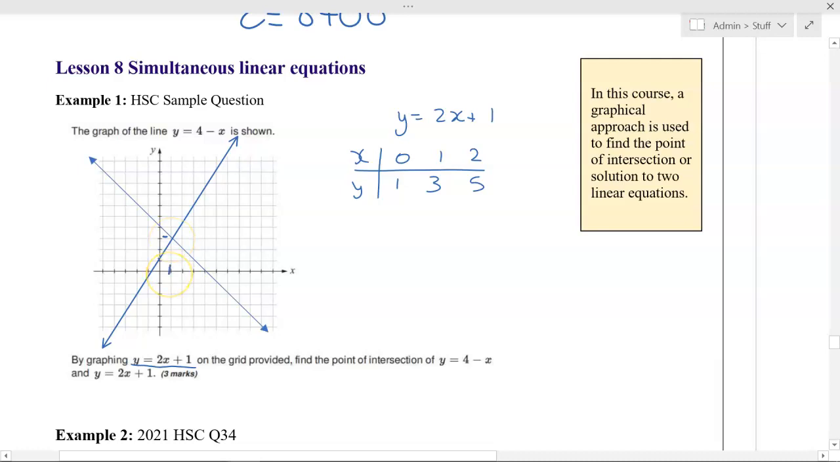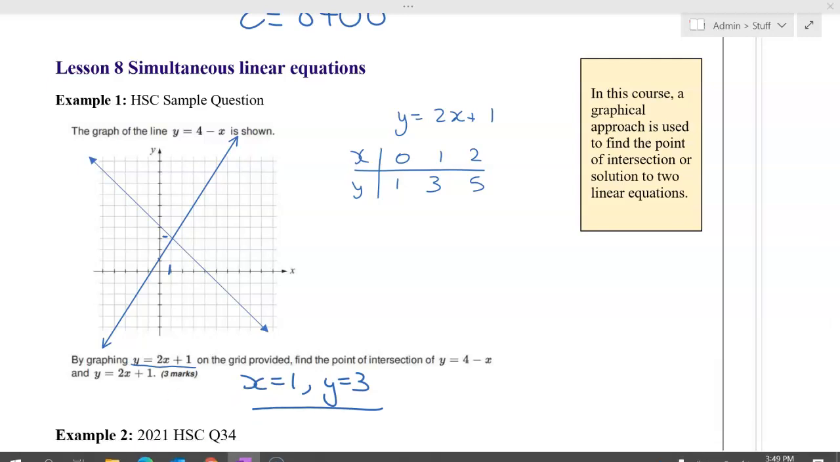Now what this means, if we sub x equals 1 into both those equations, we should get the same answer. So in the first equation, y equals 4 minus 1, that makes 3. In the second equation, y equals 2 times 1 plus 1, that also makes 3. So you can always check your answer by substituting back into your equations and check you get the same y value. So in this course, we'll only be solving simultaneous equations graphically. However, if you want to try and use algebra, you're more than welcome to do that as well.